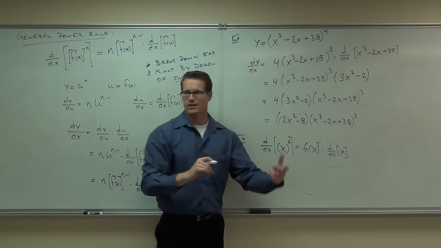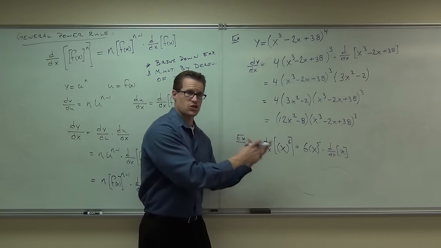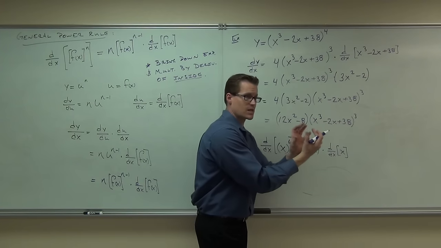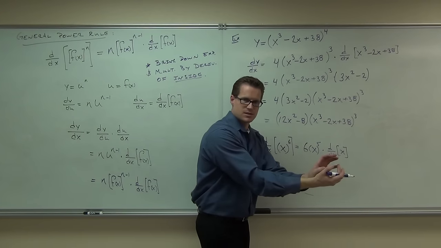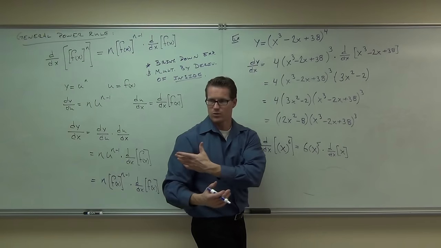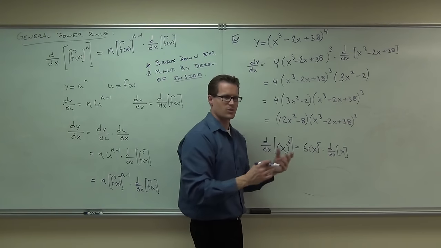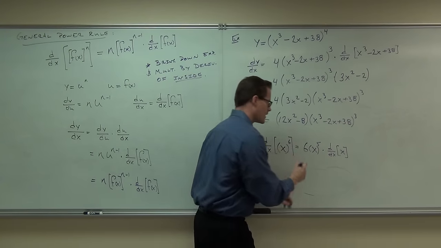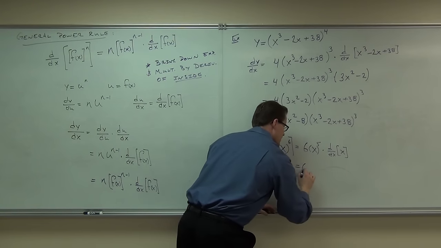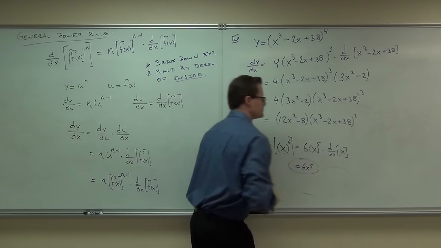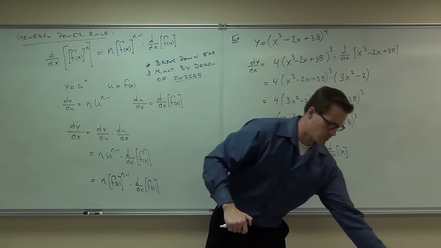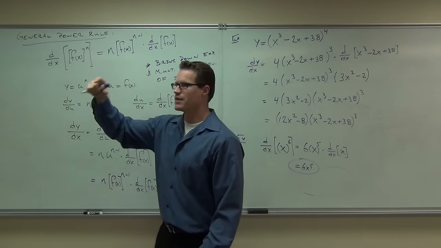What's the derivative of x? One. That's why we didn't have to show that, because the derivative of the inside is always the same thing. It's always just x. Do you get it? We've been doing the general power rule. We've been doing the chain rule the whole time. It was just simpler because we didn't have that inside. So that would become 1, and you get 6x to the 5th. Interesting. That's why it's called the general power rule, and we had the power rule before.